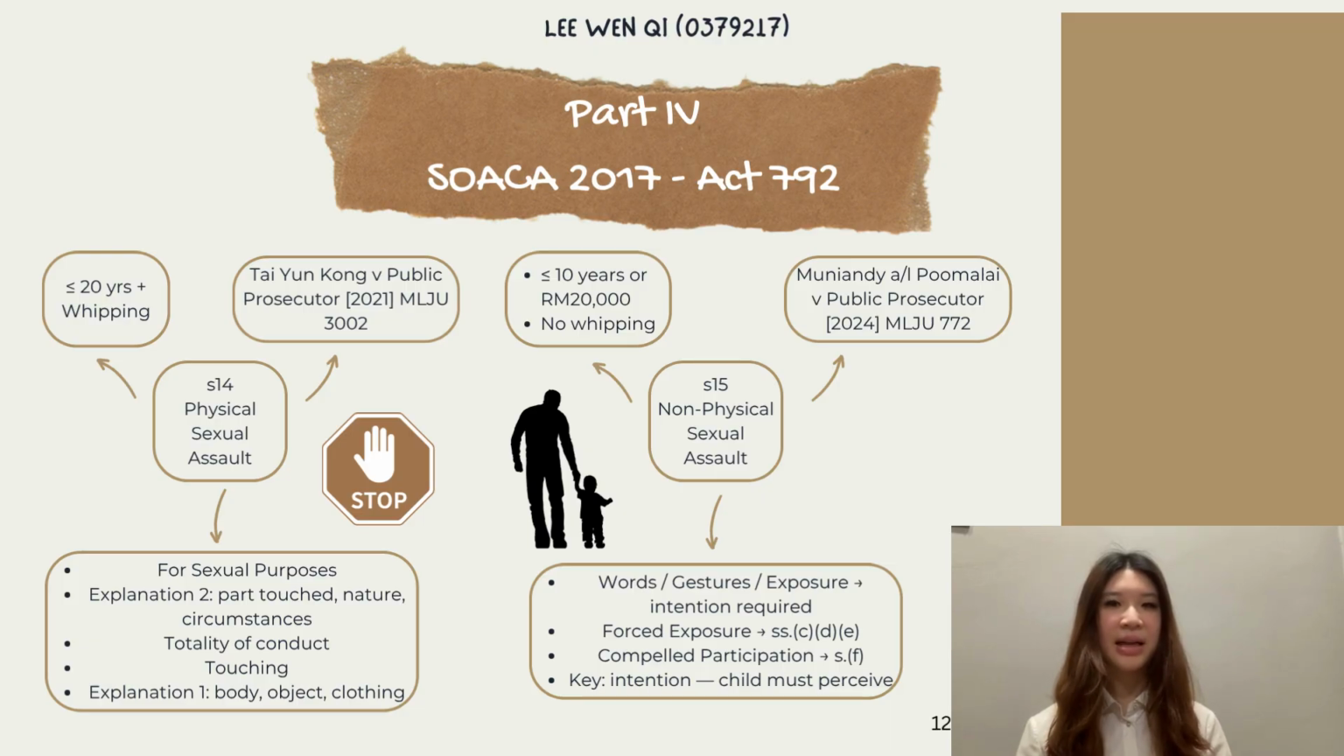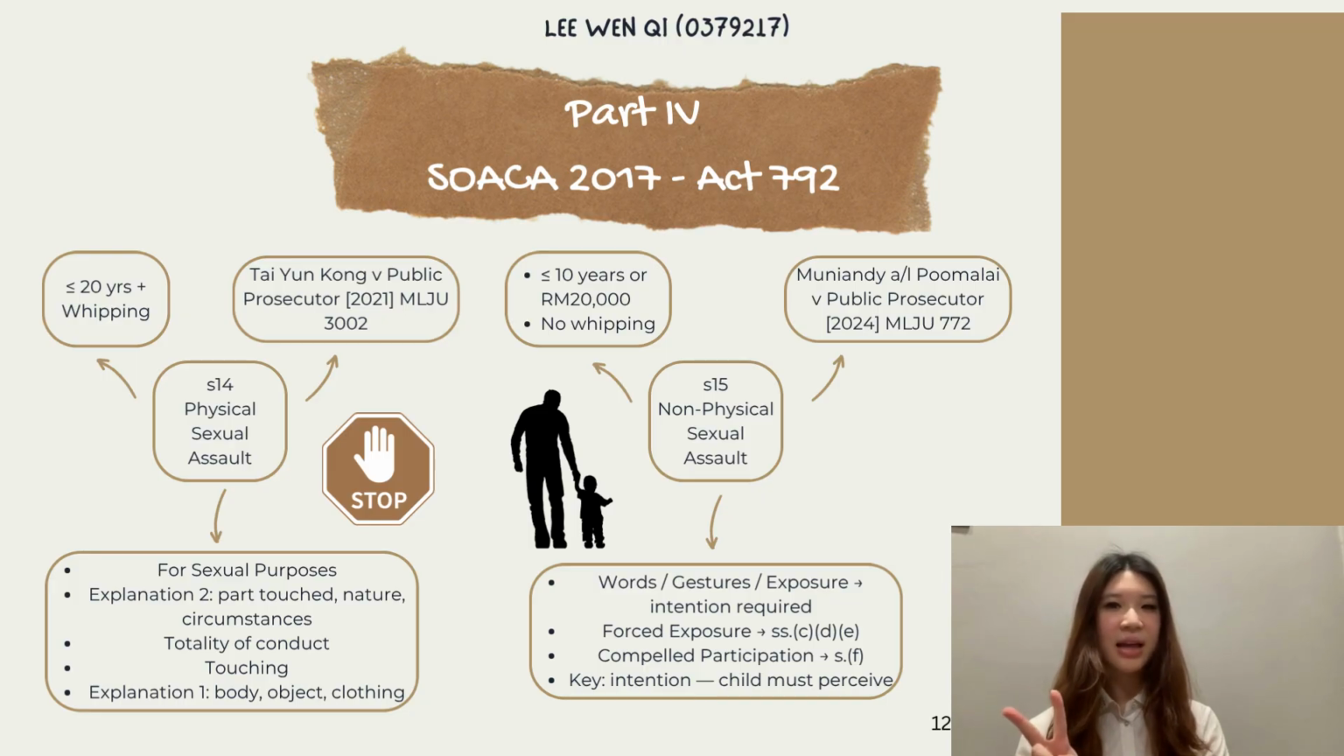In Muniandi Pumalai and Public Prosecutor, the charge failed because the victim did not see the accused remove his towel, showing that intention for the child to perceive the act is essential. Sections 15 sub A part 2 and 3 further criminalize making a child expose themselves and repeatedly following, watching, or contacting a child, including through digital communication.